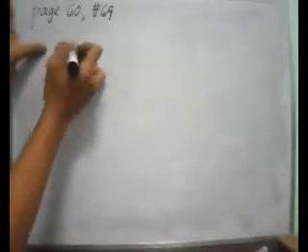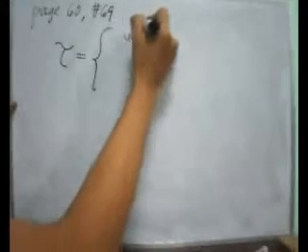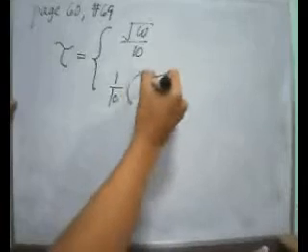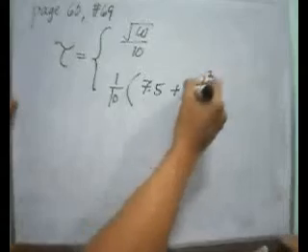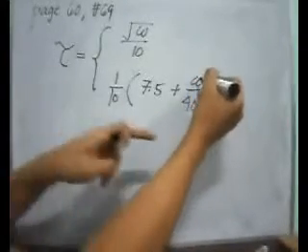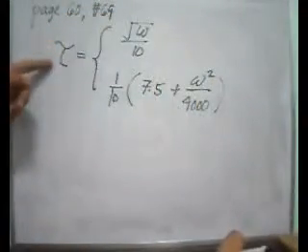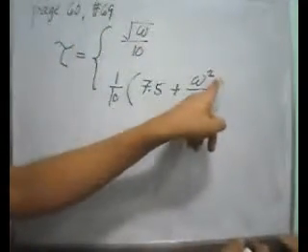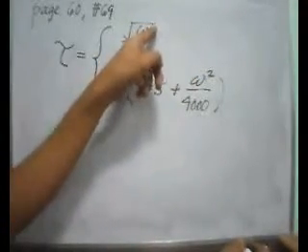Let torque be the symbol like this, given by the following expression: 1 over 10 times (7.5 plus omega squared over 4,000). Omega is the symbol for angular velocity. Now, this torque shows only that it's not proportional to the first power. However, as you can see here, this is second power and half the power.